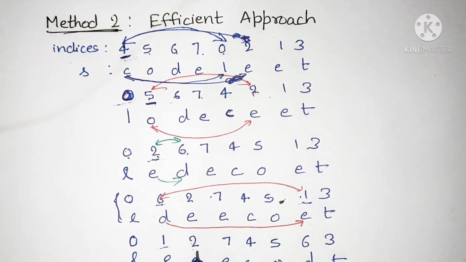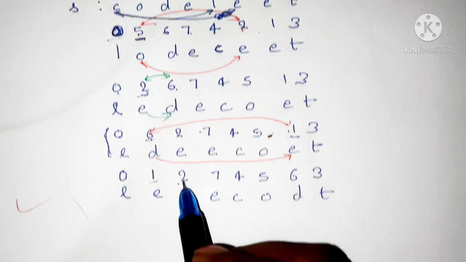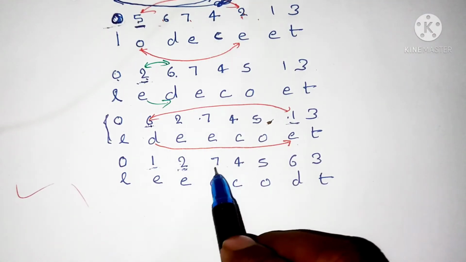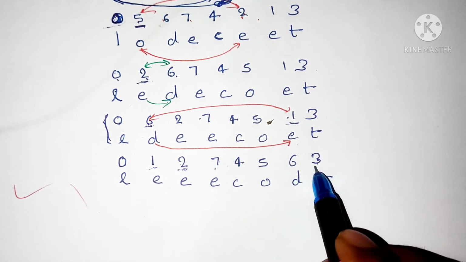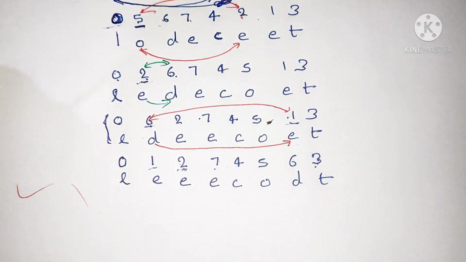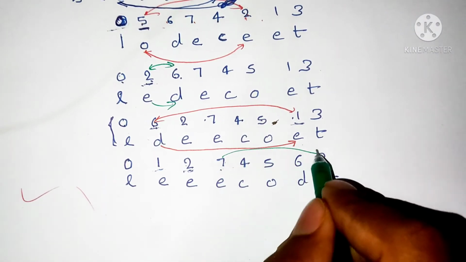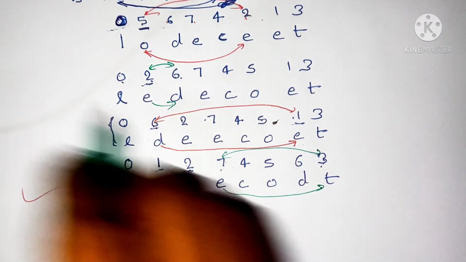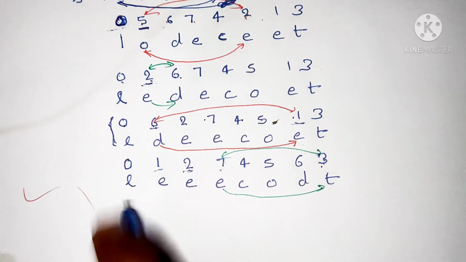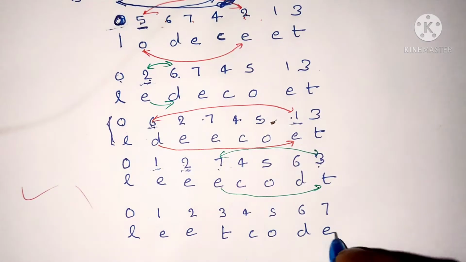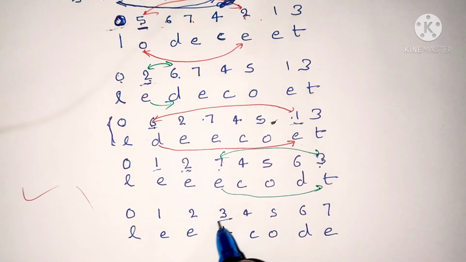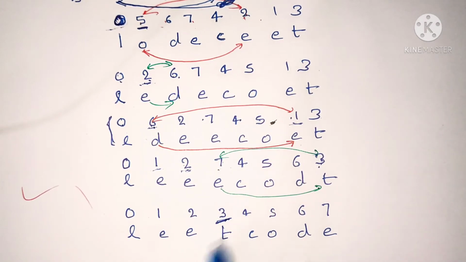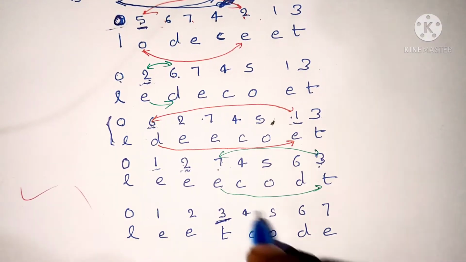Then we move to 2. We see that this is also at its correct position. Then we move to this 7, and we see that its correct position is here. So what will we do? We will swap this again, and what will it come? Okay, so after swapping, here comes 3, and now we see that 3 is at its correct position.